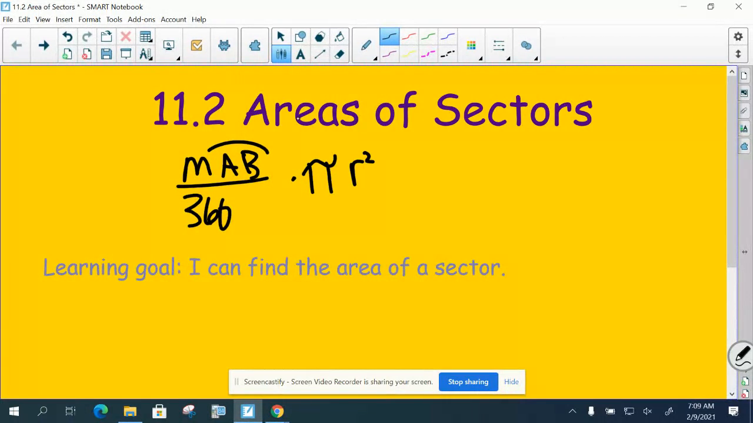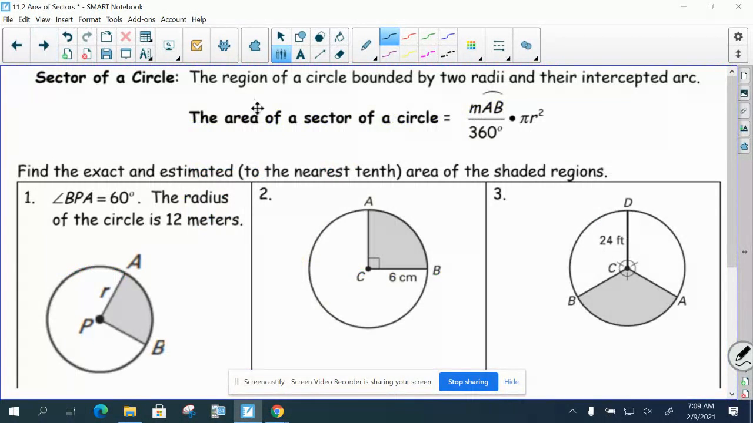What gets a little bit tricky is when you're finding the measure of the arc and you're given the area, or if you're finding the radius, because then you would have to do the square root and get r by itself in this crazy messy equation. So we'll make sure we touch on a good amount of those examples today.